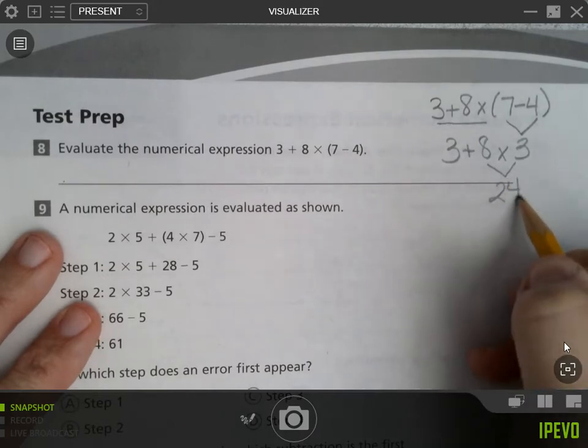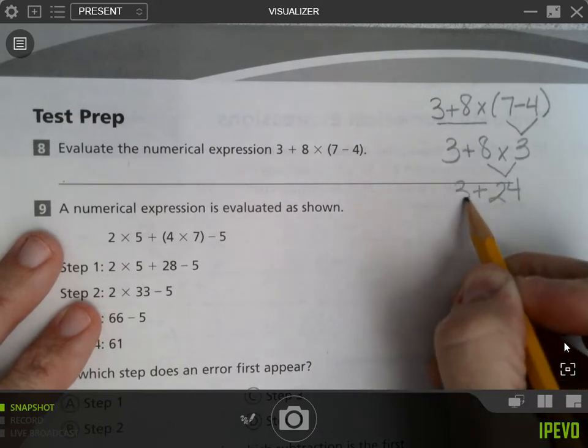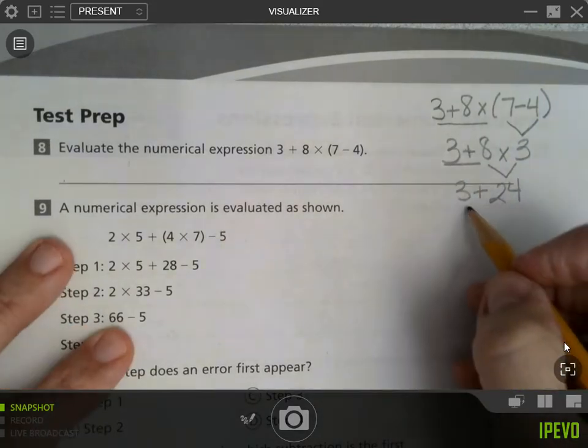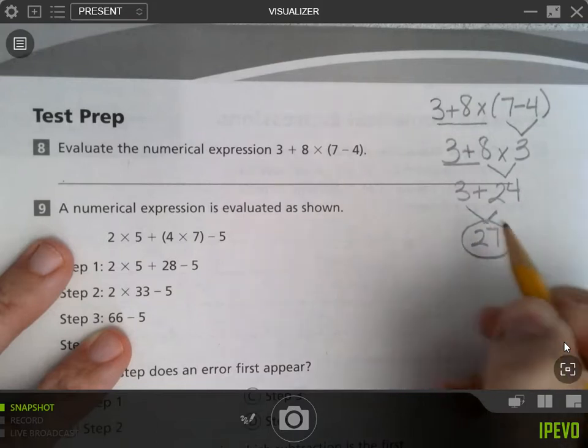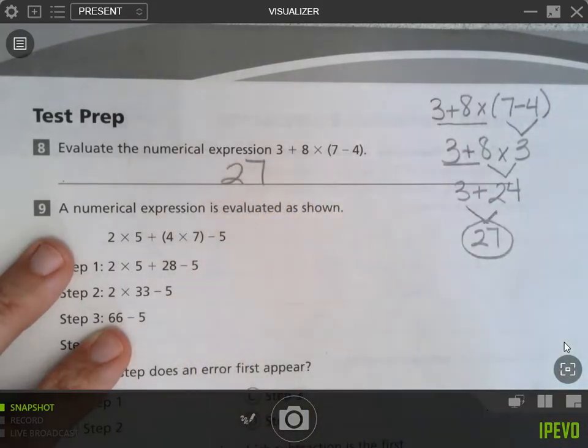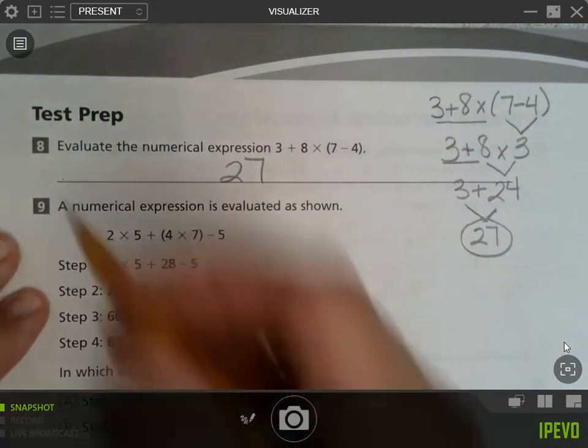8 times 3 is 24. Bring down what I haven't evaluated yet. 3 plus 24. We get a gold medal answer here of 27. Hopefully you got a star there.